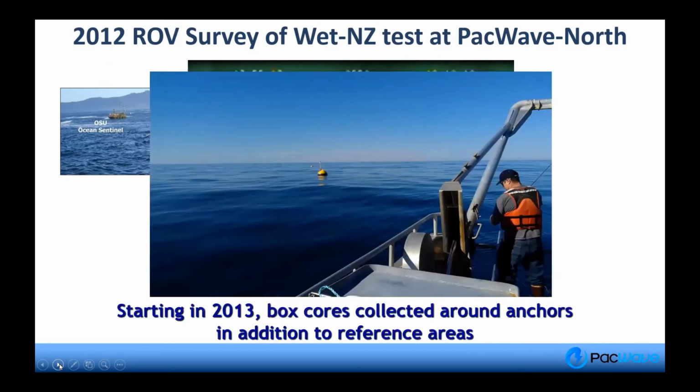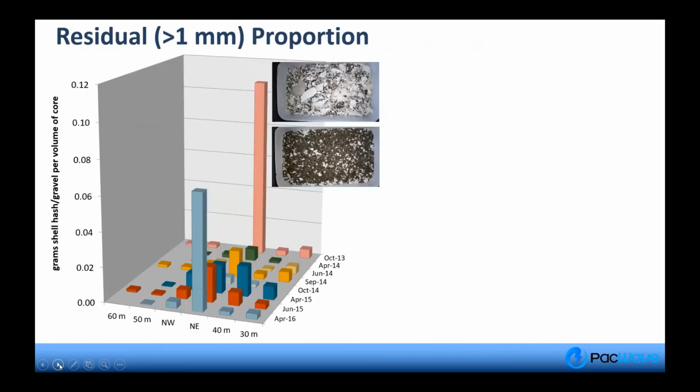So click again. And so starting in 2013, we collected box cores around these anchors in addition to the reference areas that we had been sampling. So click. And so one of the things that we noticed was this really significant accumulation of large gravel and shell hash, pictured there on the insets, around the anchors, and a little bit inshore of the anchors, and less so offshore.